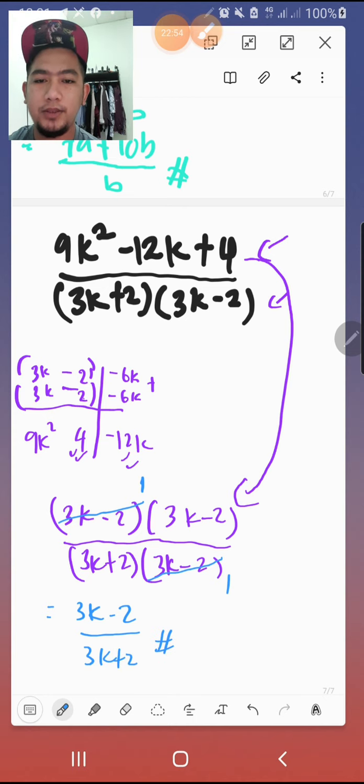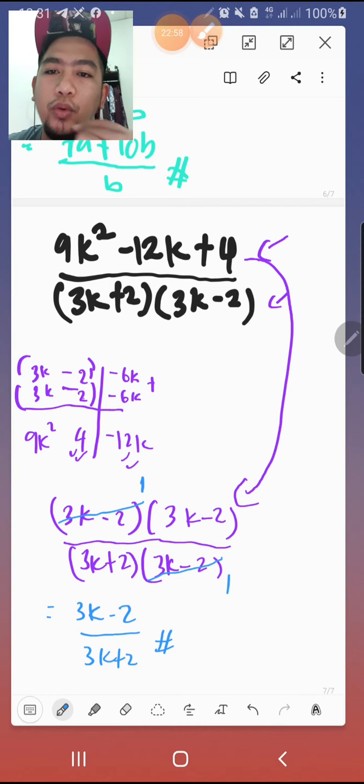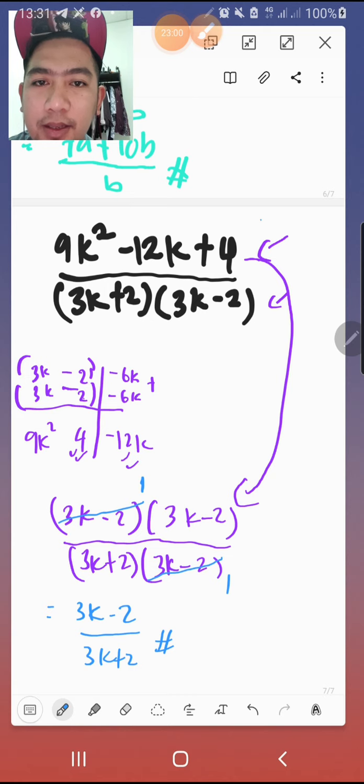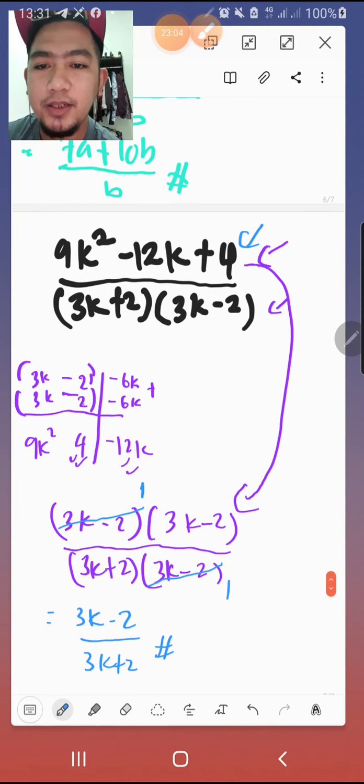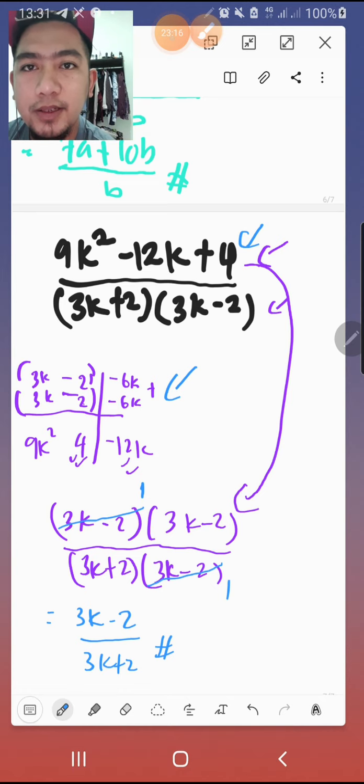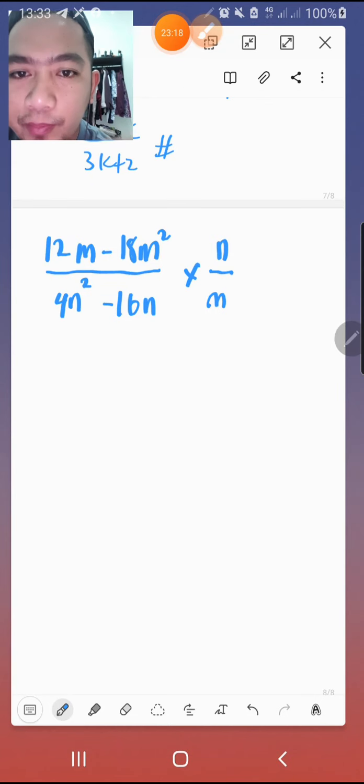So easy, right? So make sure you have a concept how to factorize these algebraic expressions. Okay, actually we usually use this cross multiplication method to get the answer for the factorization. Okay, alright, let's take a look for the next example.